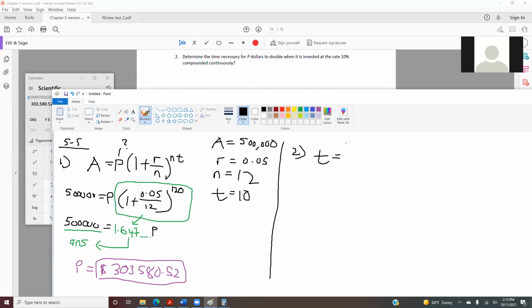Isn't it ln 2? Yep, ln 2 over what? The rate, which is 0.1. So the 2 comes from the doubling, so ln 2 and then over the rate 10%, 0.1. If a question is asking for compounded continuously that you need to double with a 10% rate, this is the formula. Anyone has a calculator to help me with this? This is the quickest way to do it.